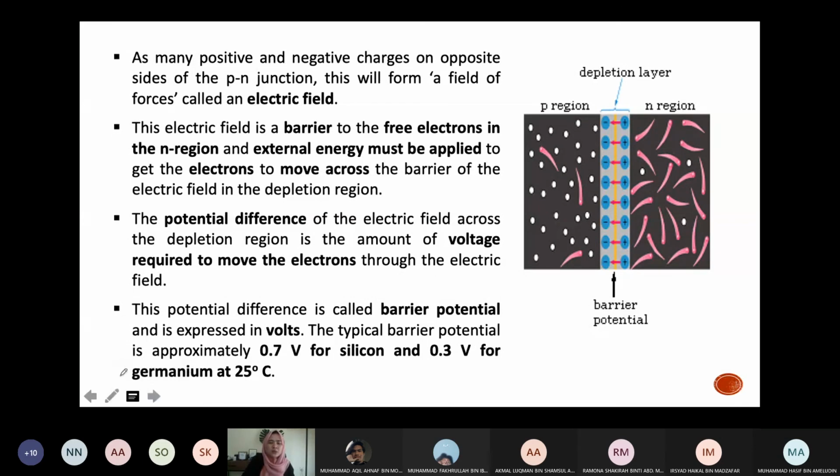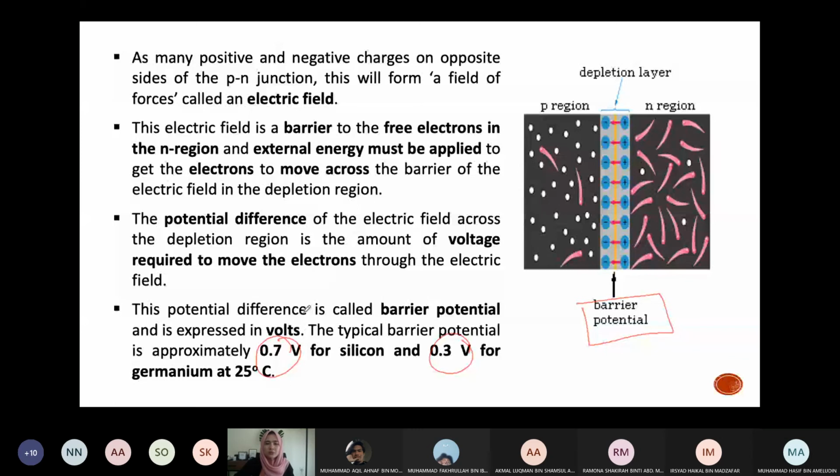Okay, so what is barrier potential? Remember, we have P region, we have N region. Basically, the potential difference of the electric field across the depletion region is the amount of voltage required to move the electrons. So for the electrons in the N region to move to the P region, there is a required voltage, where the voltage for silicon is 0.7 and the voltage for germanium is 0.3 volt. Over here we call it the barrier potential.